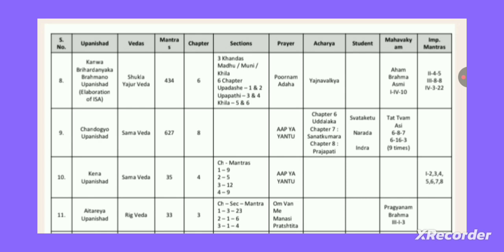And coming to the 9th Upanishad, which is Chandogya. This Chandogya Upanishad is from Samaveda. And this is the biggest Upanishad, and it's also a very interesting Upanishad. And in total it has 627 mantras divided into 8 sections. The teacher of this Chandogya Upanishad is Uddalaka, and the student is Shvetaketu. And the prayer we see in Chandogya Upanishad is Apyayantu Mamangani.